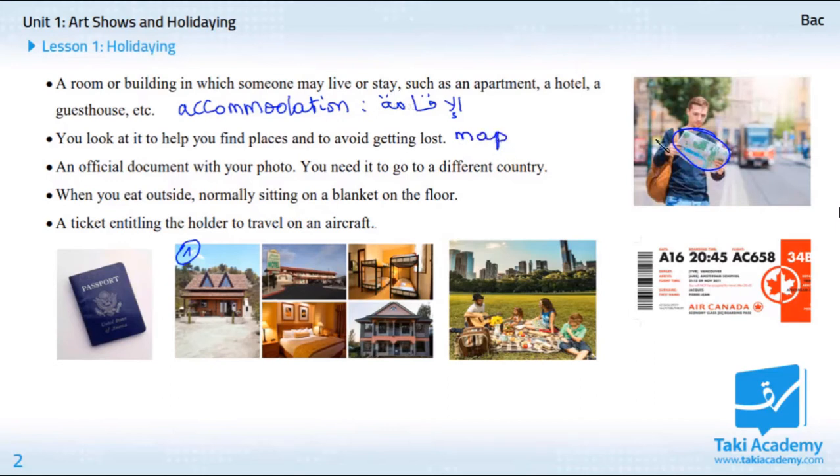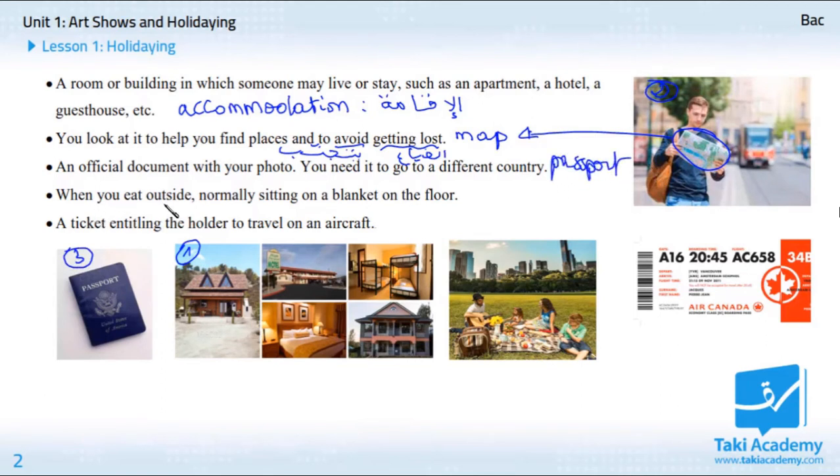We call it a map. This is a map. Of course, nowadays we have Google Maps, so you don't really need to carry a traditional map with you. Okay? So avoid means يتجنب. And getting lost يعني يضيع. All right. An official document with your photo. You need it to go to a different country. What do we call it? We call it your passport, of course. This is your passport.